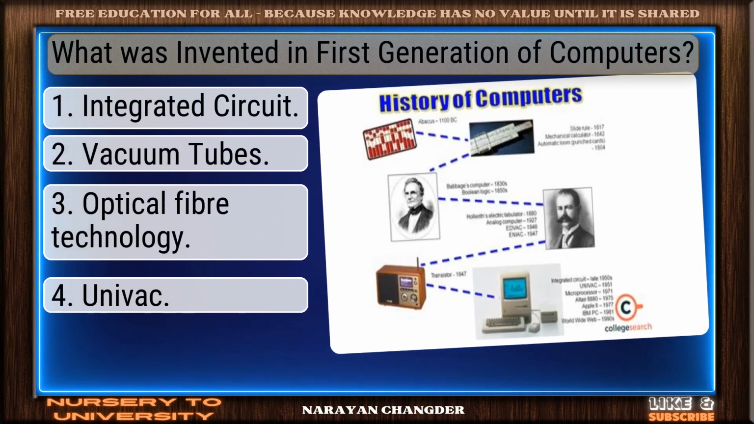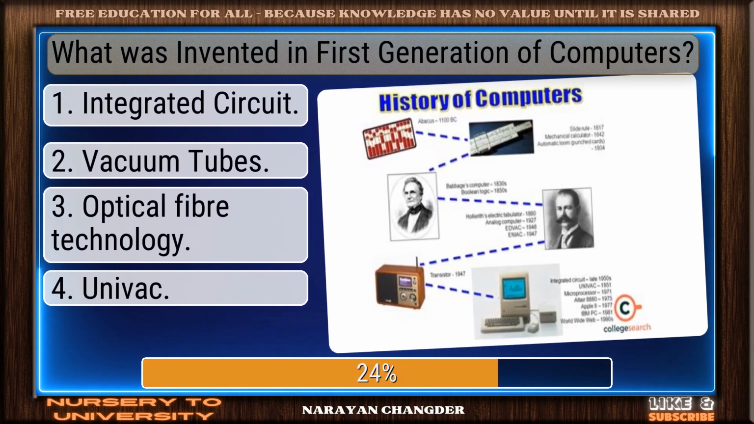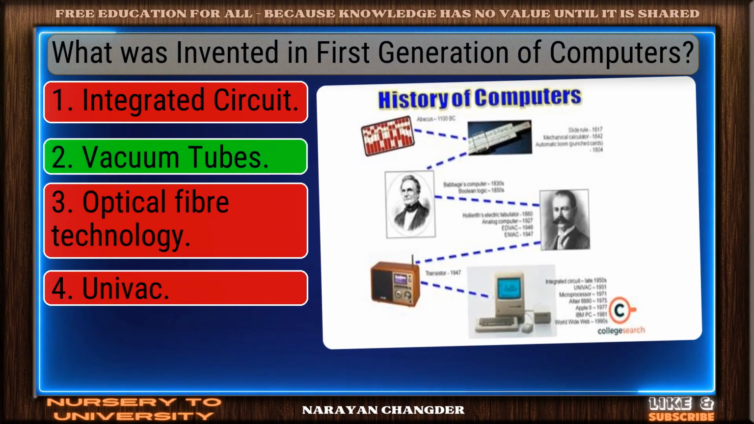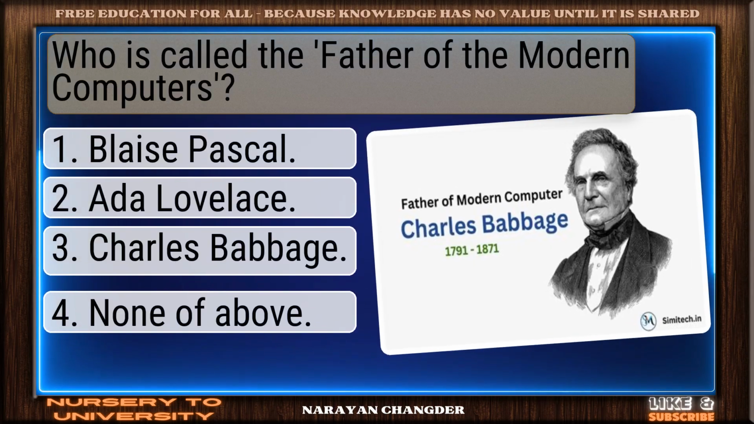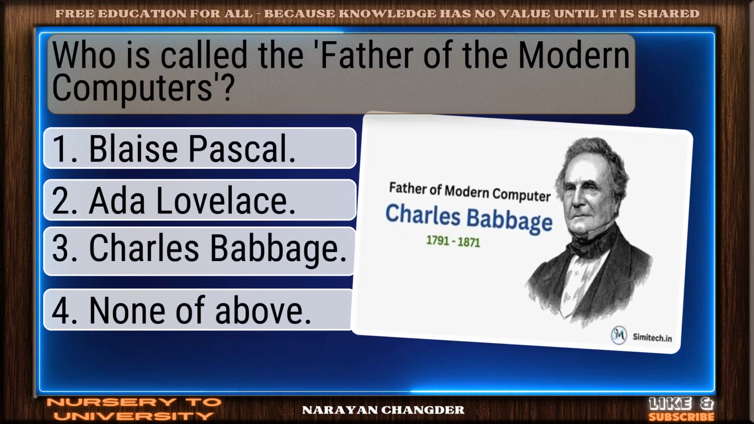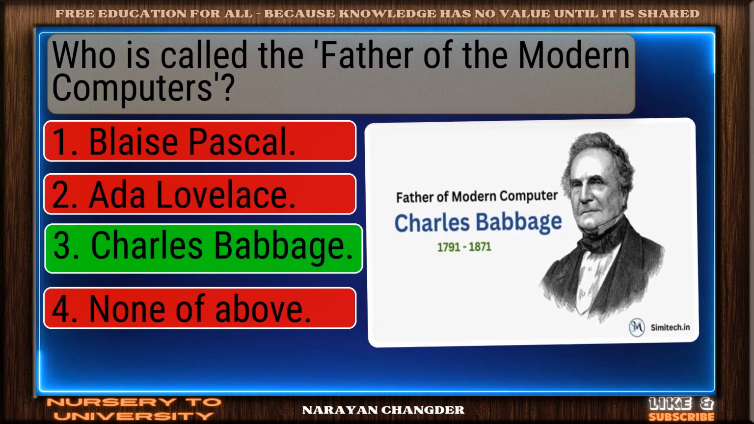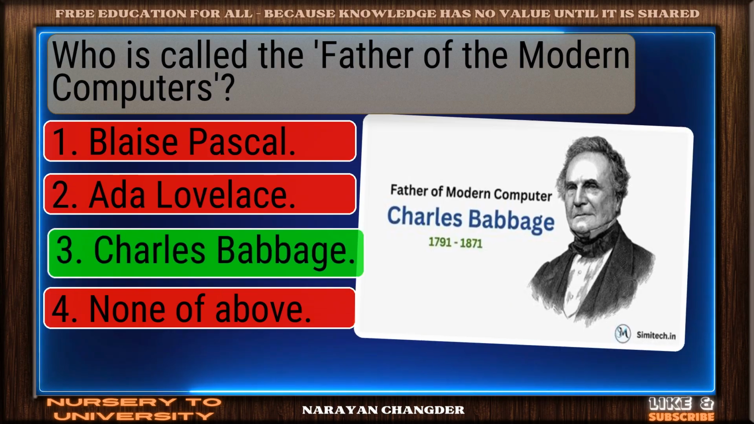Question number 1. What was invented in first generation of computers? Smart pick. Vacuum tubes is the correct choice. Question number 2. Who is called the father of the modern computers? Great job. Charles Babbage is the accurate answer.